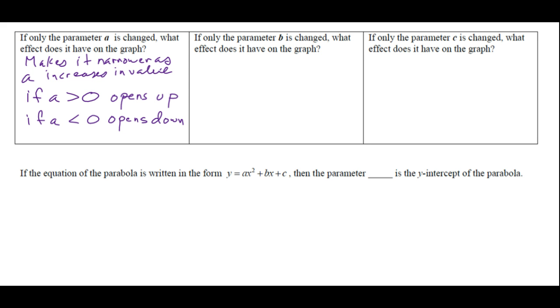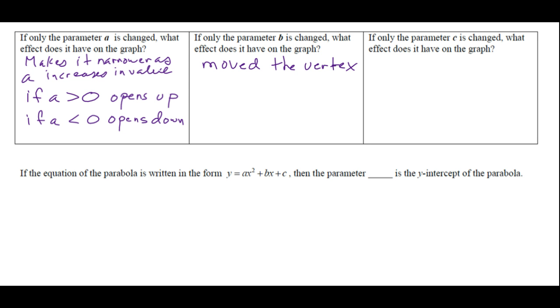If we only change the parameter b, what effect did it have when we changed b? Just move the vertex, right? So moving the vertex. And when c was changed, what did it do? It went up or down, right? So if c was greater than 0, it moved up. And if c was less than 0, it moved down.